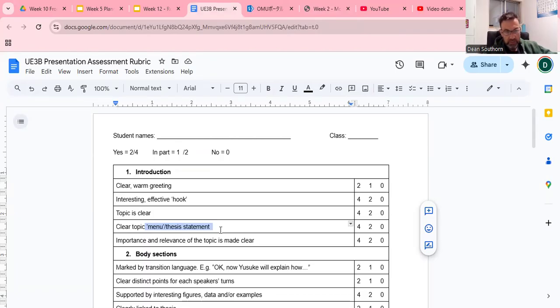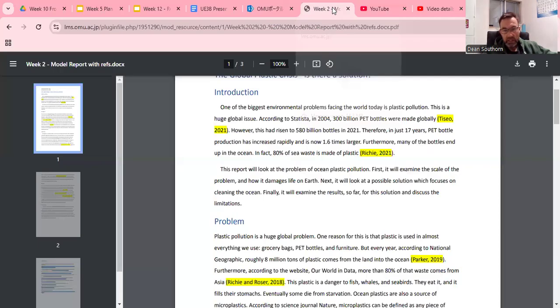The importance and relevance of the topic is made clear. So again, personalizing it helps, but in the same way that your report showed the size of the problem and put the problem in context, your presentation introduction should do the same. We do that maybe through data.